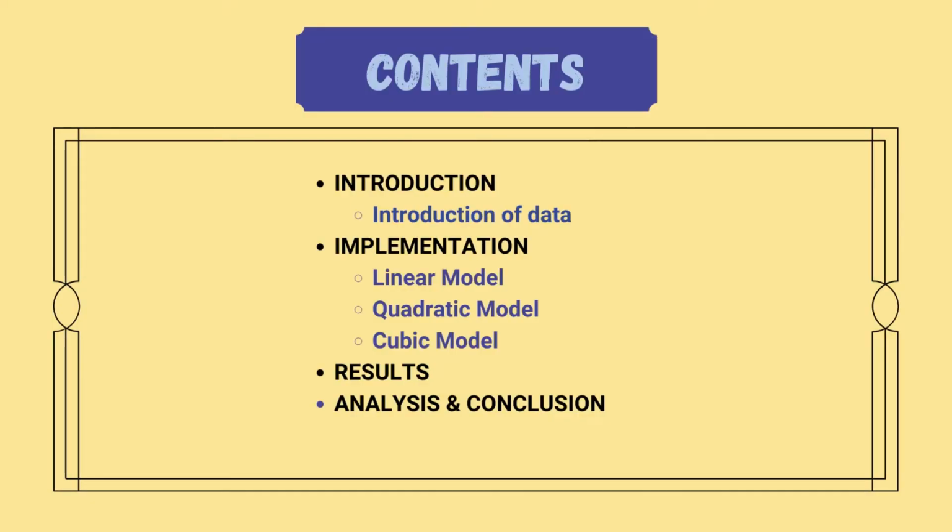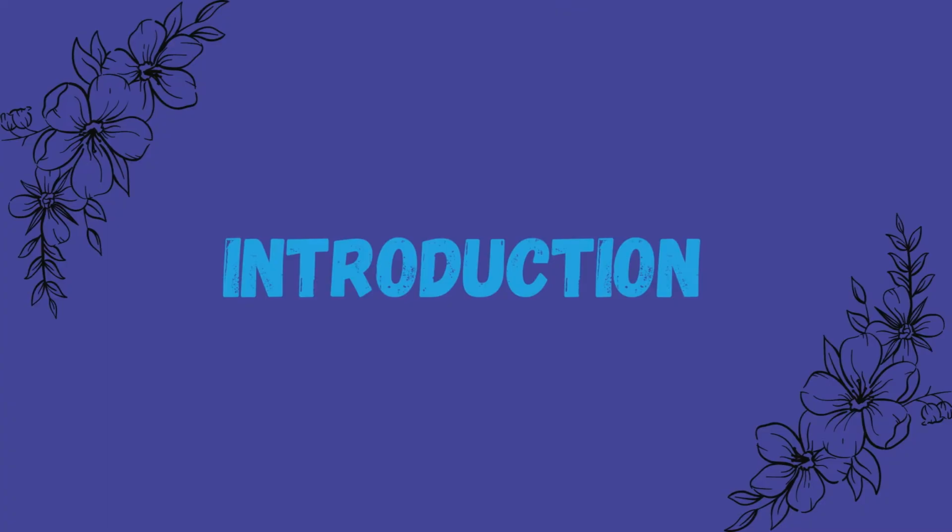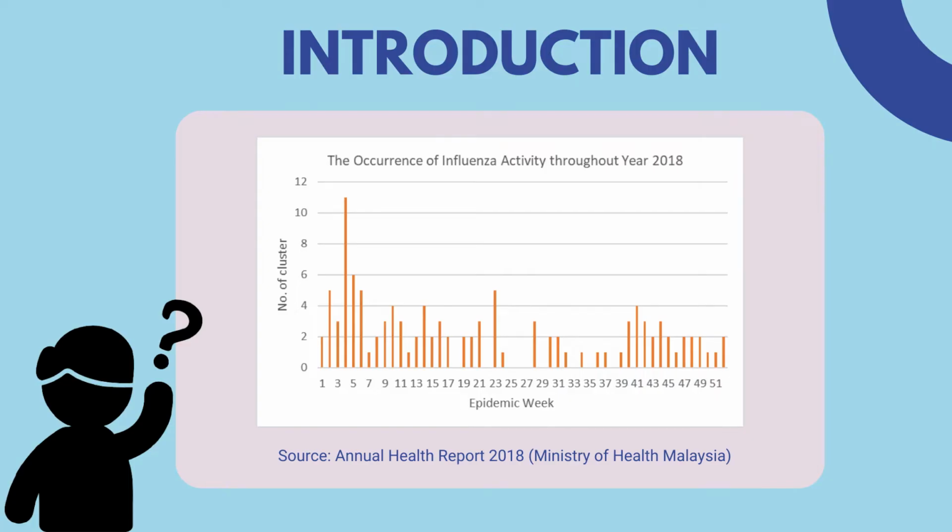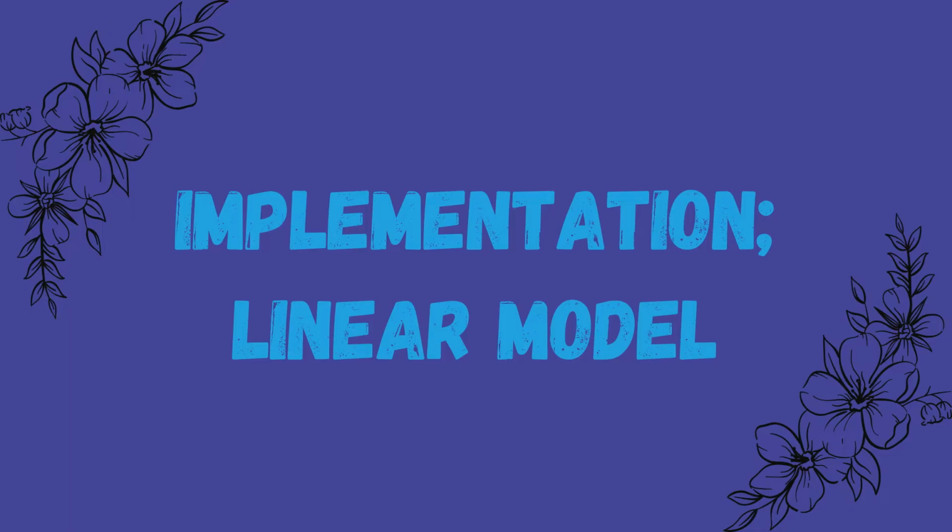This video will be divided into 4 parts. First, we will start off with introduction. The data used in this project is regarding the occurrence of influenza activity in year 2018 with epidemic week as x-axis and number of cluster which acts as y-axis. The data was obtained from Annual Health Report 2018 which was prepared by the Ministry of Health Malaysia.